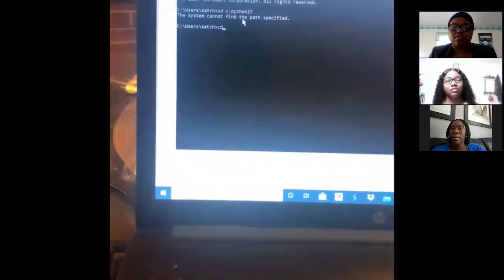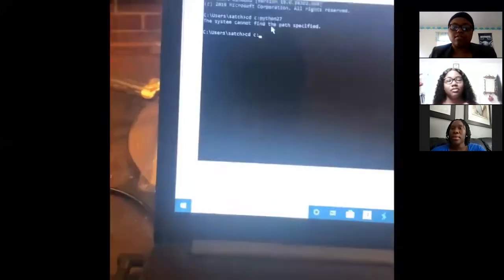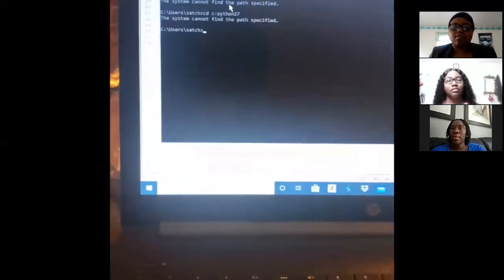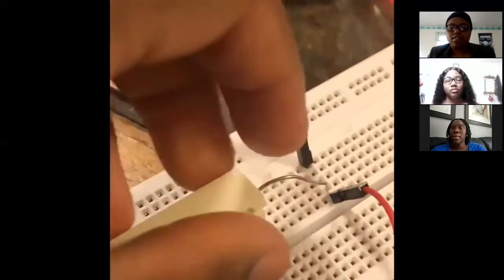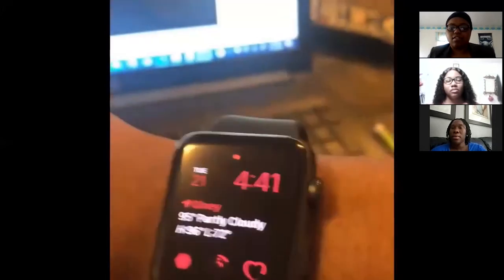So now we are in the code and we have to bring up the command prompt to type in our code. And once we put our code through, we can then start the program. So I did a little test run, and now we're going to plug in the resistor into the board.